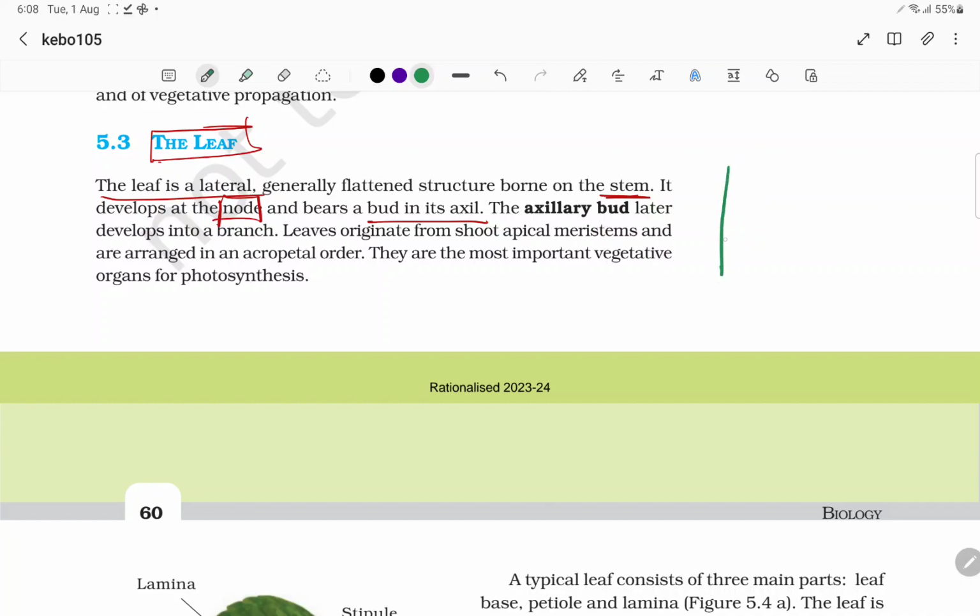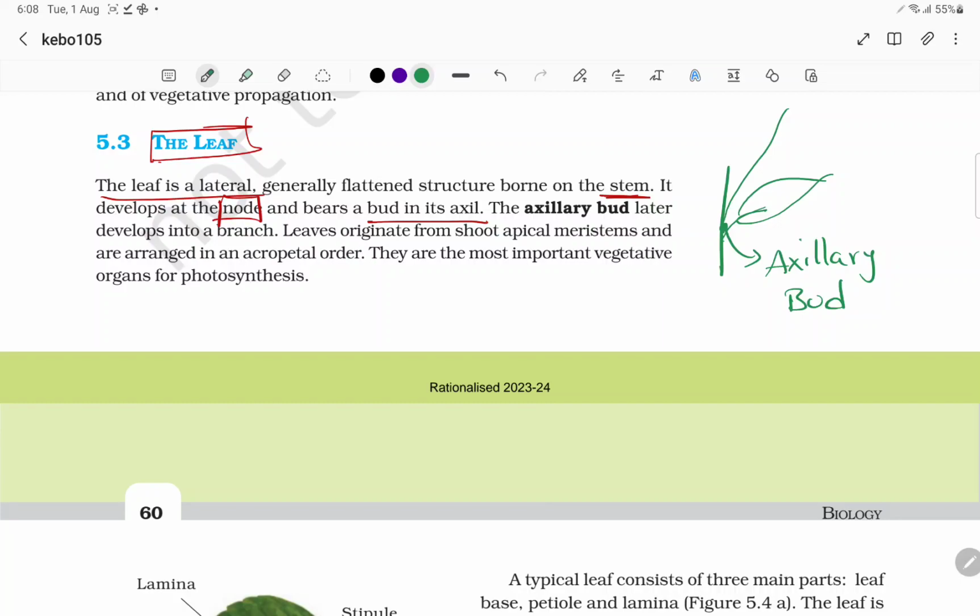So if you have the stem, the leaf is usually present on it, and at this axil of the leaf we will be having the bud. We call this bud the axillary bud, right? What do we call it? Axillary bud. Later this axillary bud will grow as a branch. Leaves originate to form the shoot.